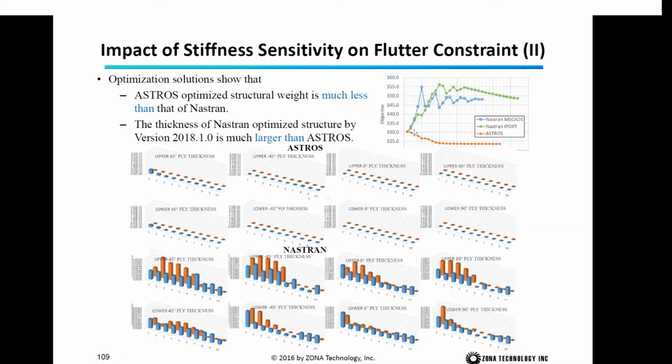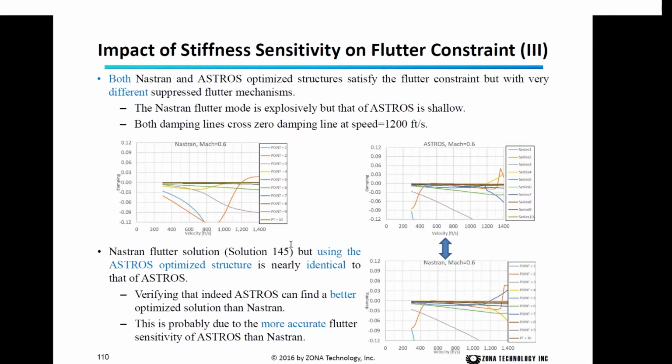This is the optimization iteration history. You can see in Nastran they have two optimizers. One is called MSC ADS, and the other one is called IPOPT. Both optimizers give an optimized weight which is much higher than ASTROS. ASTROS gives a very lightweight design. If you look at the thickness of each ply, the one designed by ASTROS is much thinner than Nastran's. But both Nastran and ASTROS optimized structures satisfy the flutter constraint.